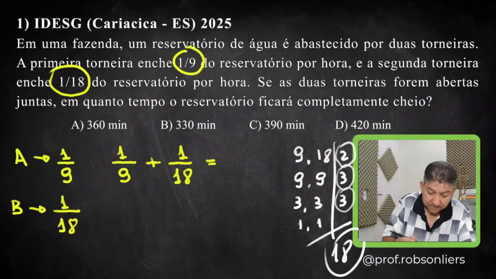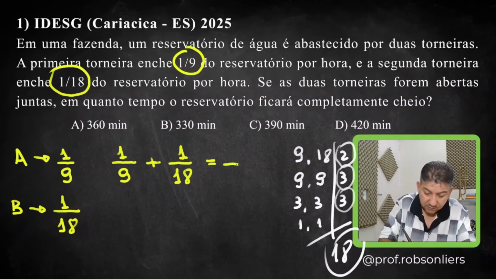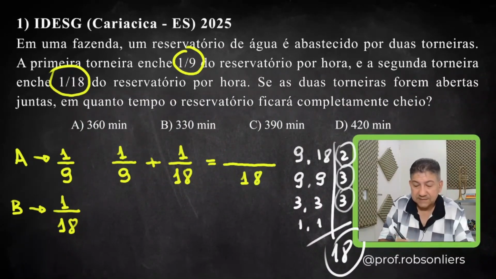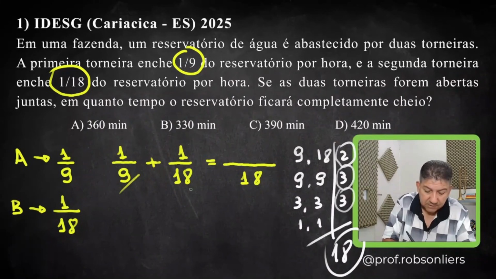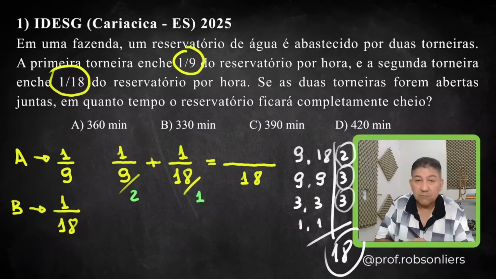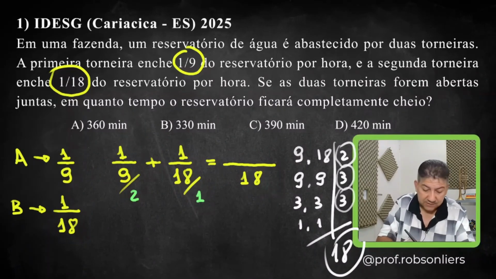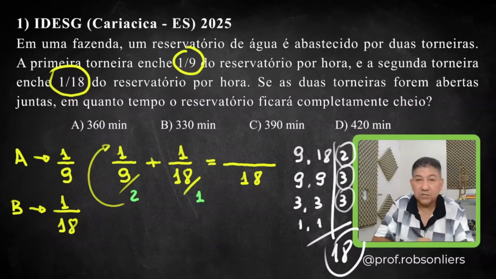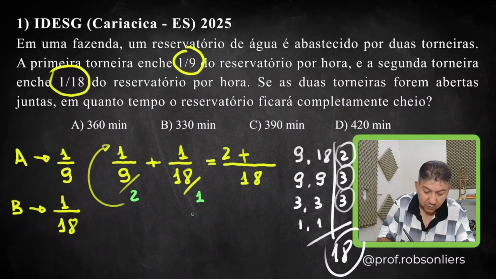So, continuing here, it's going to be like this. I'm going to put 18 here as our new denominator. We take this denominator and divide it by the denominators of the fractions. So, 18 divided by 9 is equal to 2. 18 divided by 18 is equal to 1. Now we take these results and multiply them by the numerators of the fractions. 2 times 1 is equal to 2, plus 1 times 1 is equal to 1. 2 plus 1 is 3.